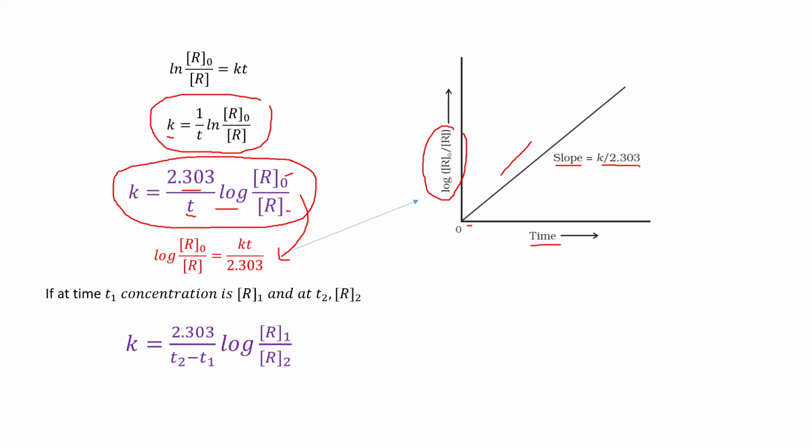Okay. Now, in this case, R naught is the initial concentration and R is the concentration after time t. But if we know that at time t1 the concentration is R1 and at time t2 the concentration is R2, then this can be written like this: k is equal to 2.303 divided by (t2 minus t1) times log R1 by R2. Clear?